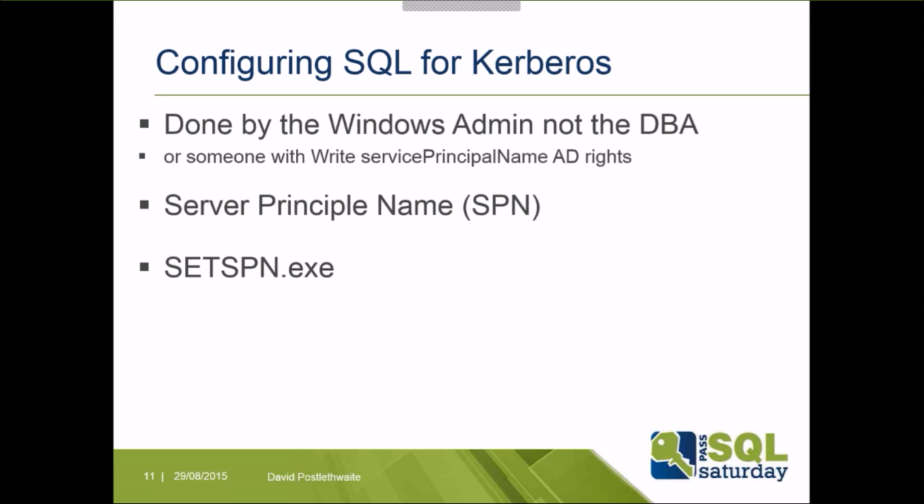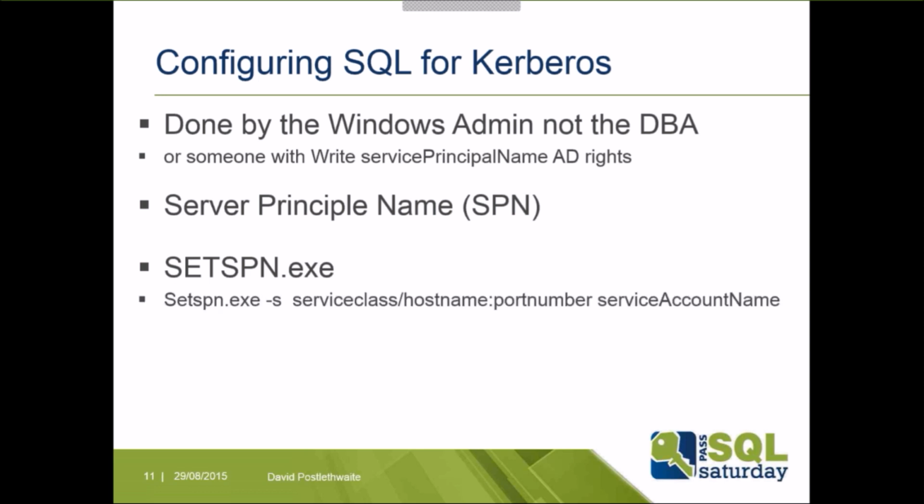So to create an SPN, we need four things. We need the service class. This is a general class name by which the service is known, and for SQL Server this is always MSSQLSvc. You need the host name, which is the fully qualified domain name in DNS of the computer that is running the SQL Server. You need the port number that the service is listening on, and the account name that the service is running under.